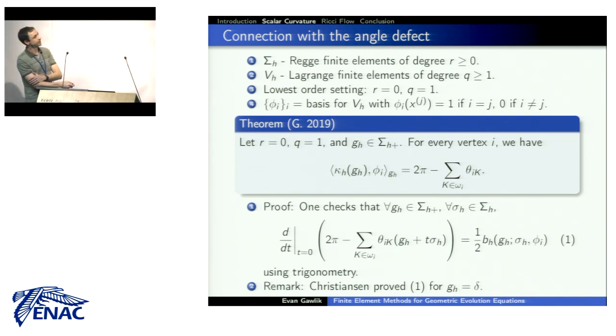And the proof is based on a certain identity where you compare the linearization of the angle defect with this bilinear form that we've talked about earlier. And actually this identity right here was first proved by Christensen for the case where GH is equal to the Euclidean metric. So it turns out that it generalizes to arbitrary metrics GH. And that's the key that allows you to prove this result. So this notion of discrete Gaussian curvature coincides with the angle defect when you're using the lowest order elements. But it's a generalization. It allows you to use higher order approximations of the metric to generate higher order approximations of the curvature.